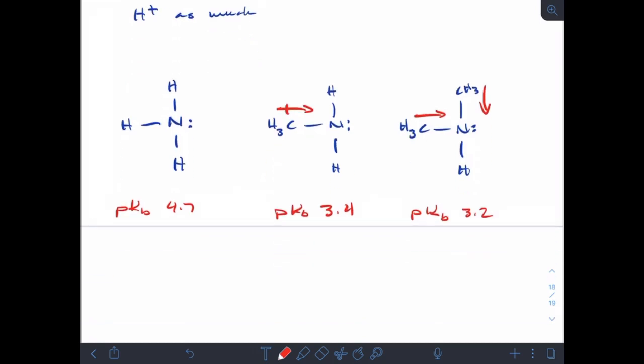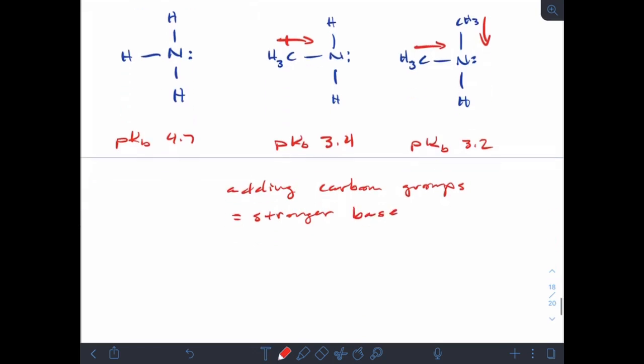Okay, so adding carbon groups to a base gives us a stronger base. We say that carbon is electron donating. Right? And if we force more electrons into one particular area, that molecule really wants to grab a hydrogen in order to balance that stuff out.